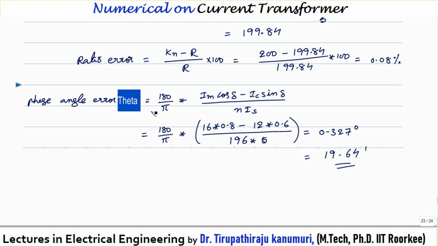Similarly, phase angle error will be equal to 180 by pi into (Im cos delta minus Ic sin delta) divided by n times Is. So this will be 180 by pi into (Im cos delta, that is 16 times 0.8, minus Ic, which is 12 times sin delta, 0.6), divided by 196 into pi. This will be equal to 0.327 degrees, or you can multiply with 60 to get it in minutes, that is 19.64 minutes. So in this way you have to analyze.